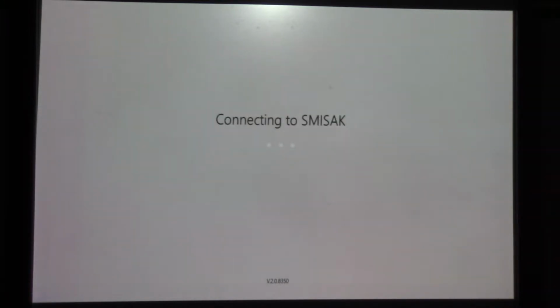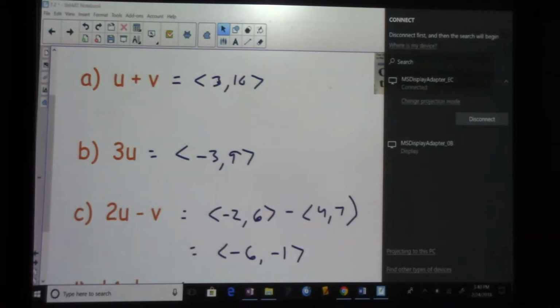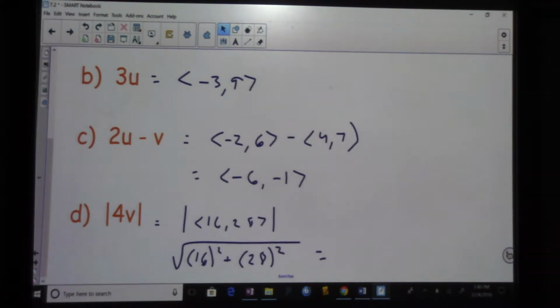Okay, sorry about that, disconnected for some reason. But you all, of course, have had time to do this on your calculators now. We end up getting 4 square root of 65.